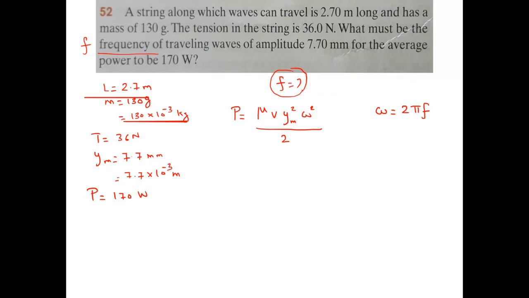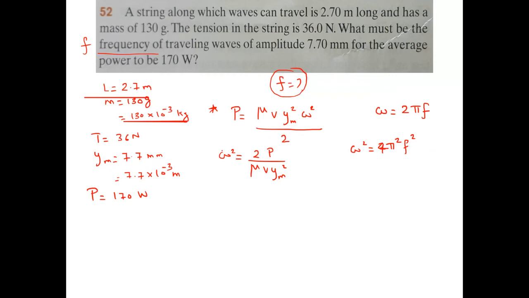Now what I am going to do? I am going to rearrange this equation in terms of omega square. Can you please rearrange this equation in terms of omega square? If you rearrange, what you will get? Omega square equals 2 times power divided by mu v ym square. Am I right? And also, I am going to change the angular frequency equation in terms of omega square. So what you will get? Omega square equals 4 pi square frequency square. Am I right?